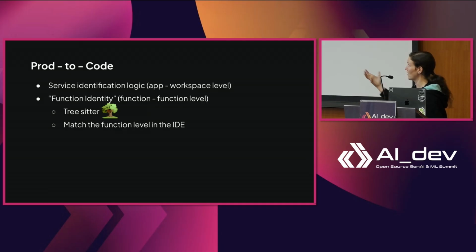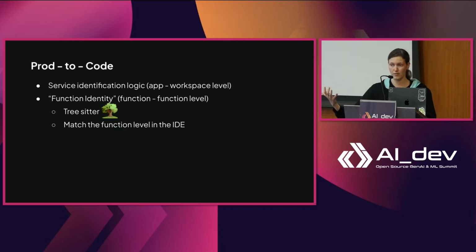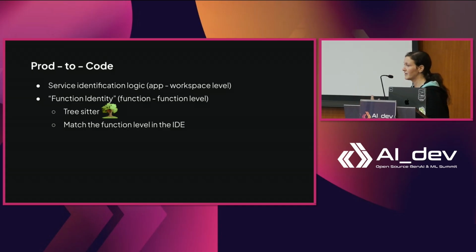And we only want the context that the user actually cares about. The second part is the function identity. We use multiple mechanisms for that, a lot of understanding of how the runtime actually identifies those functions. And TreeSitter, if you're not familiar with that, it's a really awesome open source project built by GitHub that allows for AST, abstract syntax tree calculation.